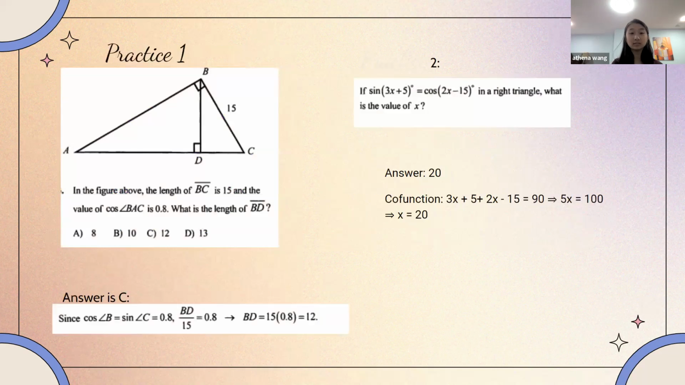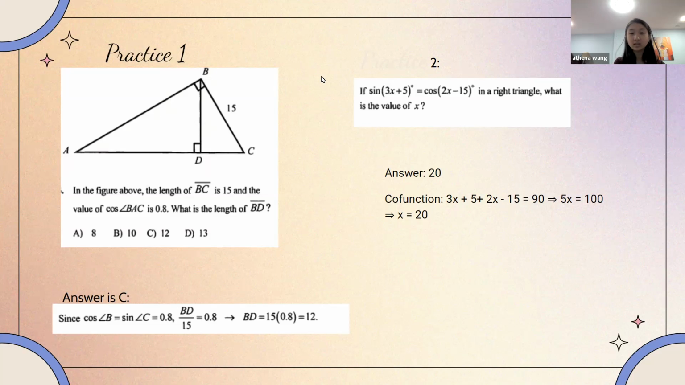Oh, and you also need to know the cofunctions. So if we have this angle A, and we know that sine of A is equal to this BD over this AB. We also know that cosine of this angle B over here would be the same as sine of A.